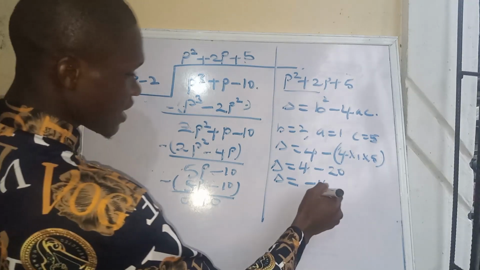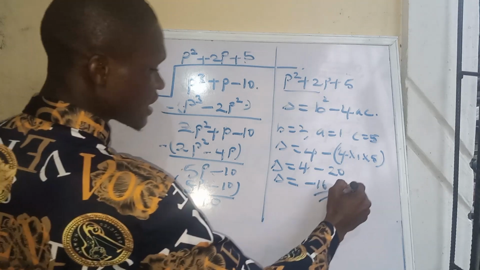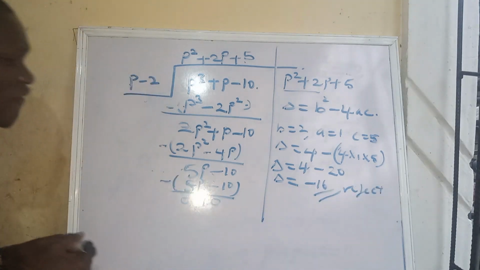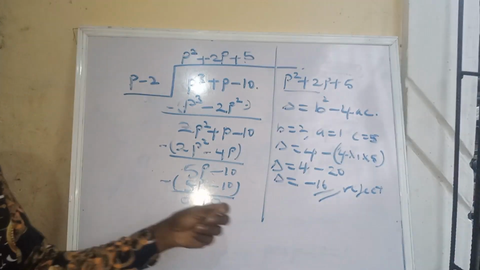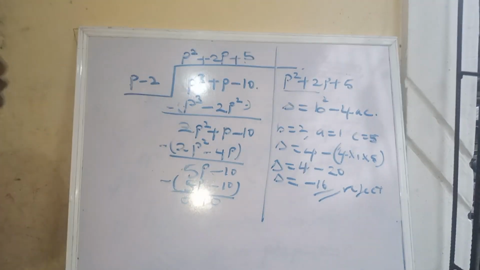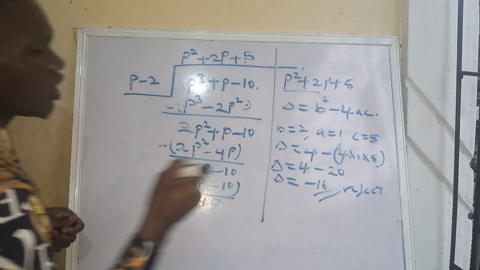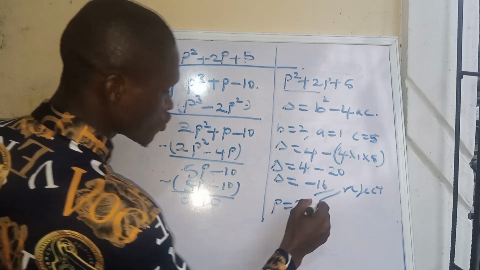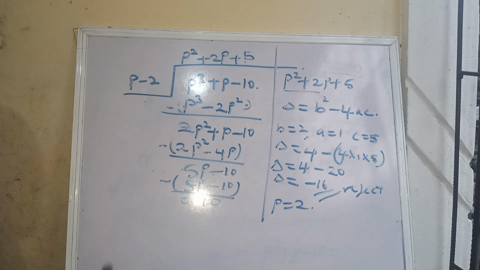Minus 16. Since it's carrying a negative sign, this is not a real solution, so we are going to reject it. We reject it because it leads us to complex values, and we don't want to work with complex values. Then we work with the first value of p, which says p is equal to 2. If p is equal to 2, what then is x?